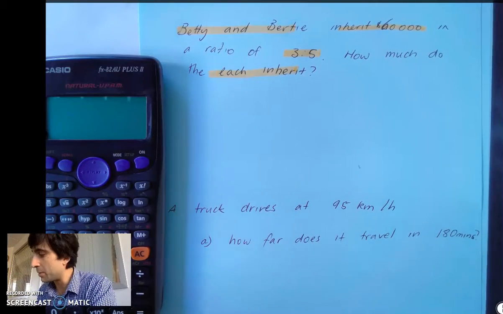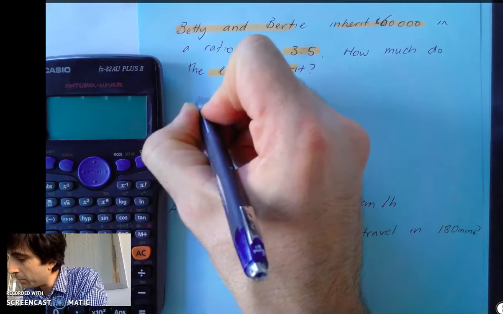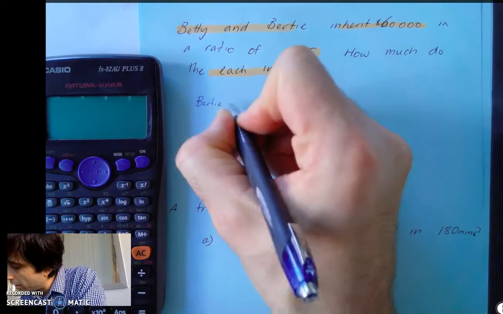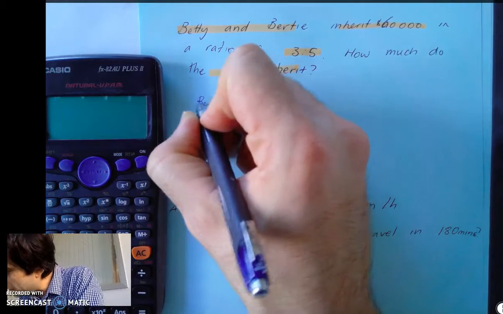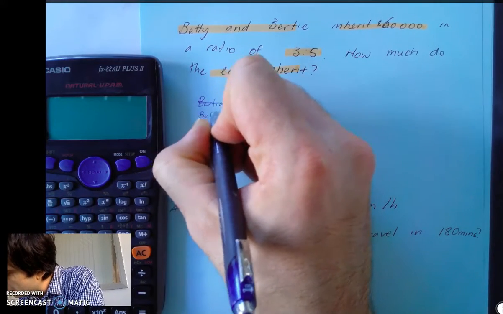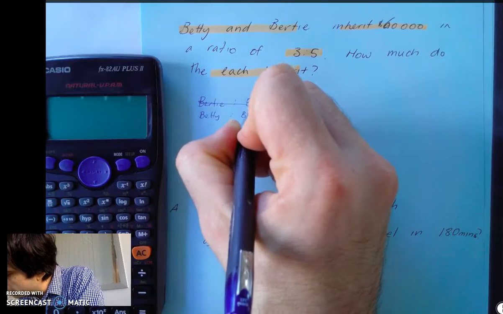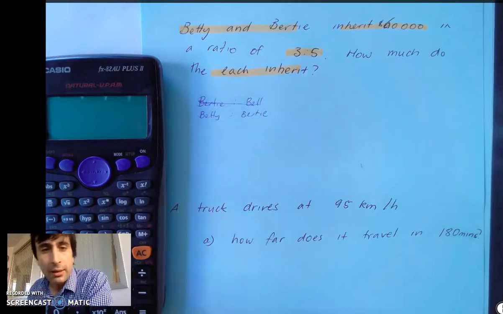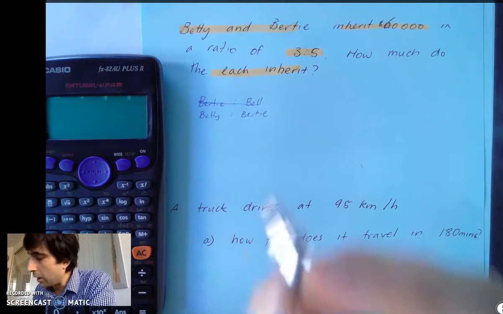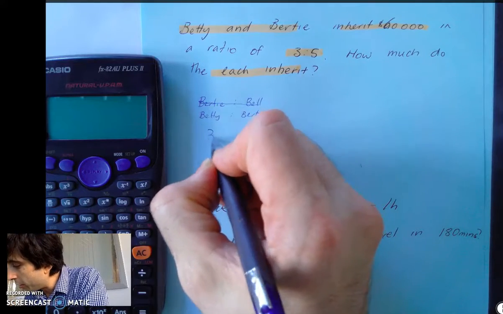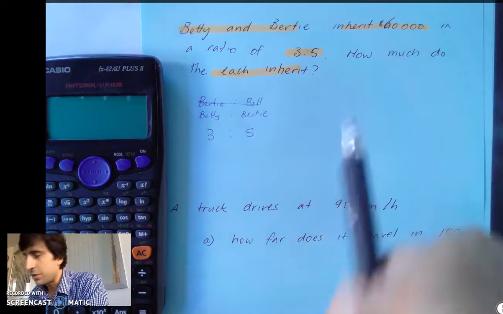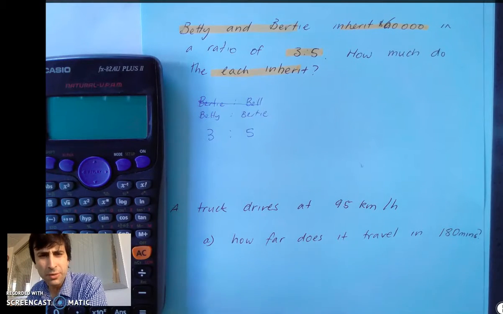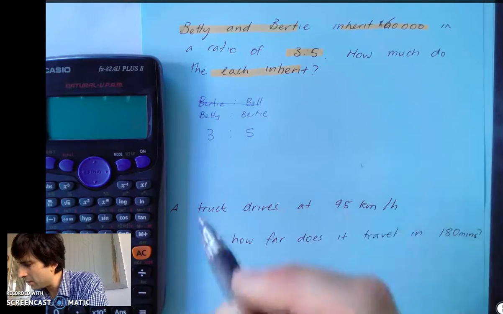So it's basically, I like to always put Bertie is to Betty. Oops, sorry, it's Betty, I need to say. It's to Bertie. And in a ratio of 3:5. $60,000 though, in 3:5. Now who gets 60, or what do we do?